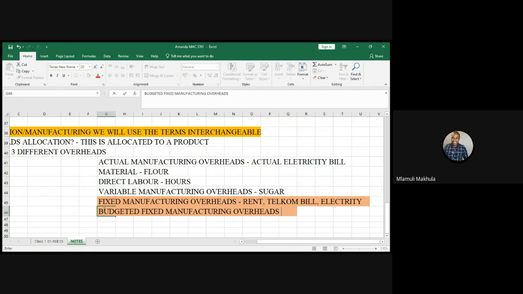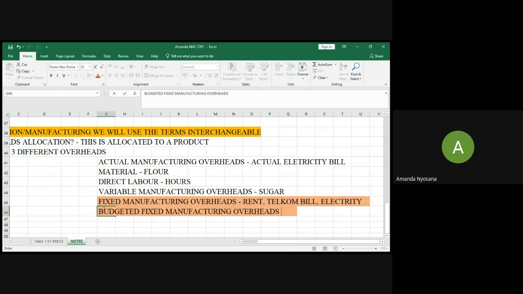Okay. Are you with me? So now it then means if you take your budgeted fixed manufacturing overheads, you divide it by your estimated number of units that you'll produce, you'll be able to get an allocation that you can use to value your product. Can you please repeat that?